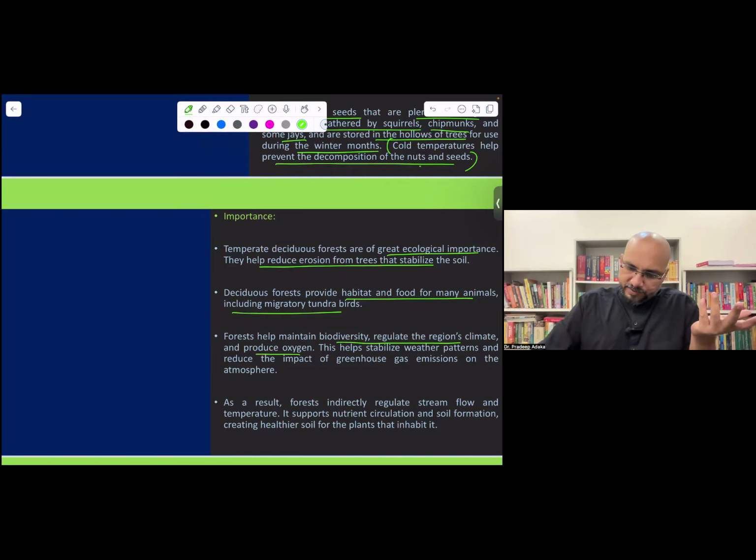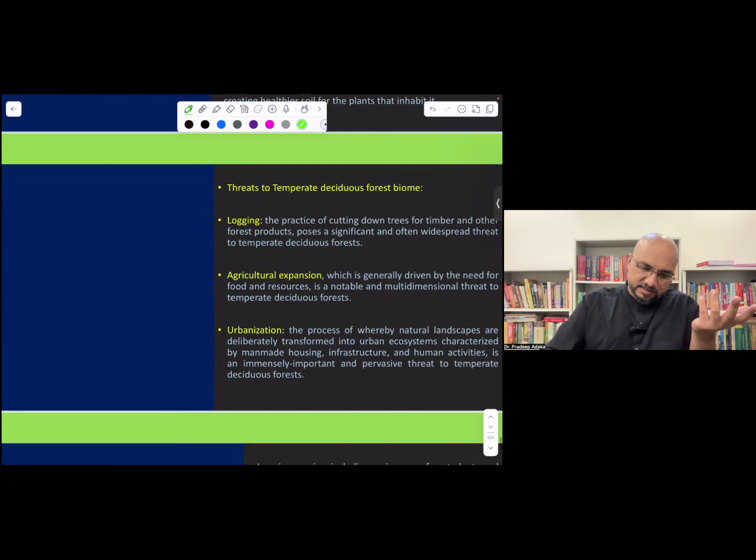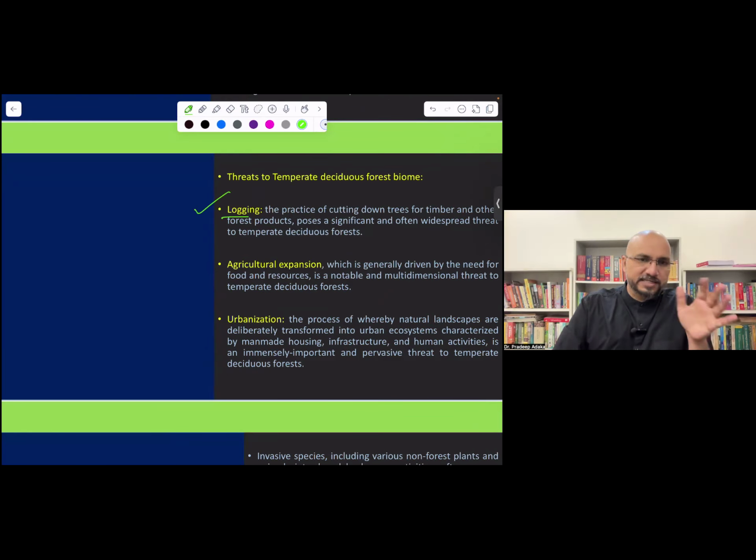So that is the importance of these temperate deciduous forests. Now, what are the threats? One of the threats is logging, so excessive cutting down of trees for timber, right? For forest products, that is one of the main threats. Then agricultural expansion, so cutting down the forest for cultivation. So this is another threat.